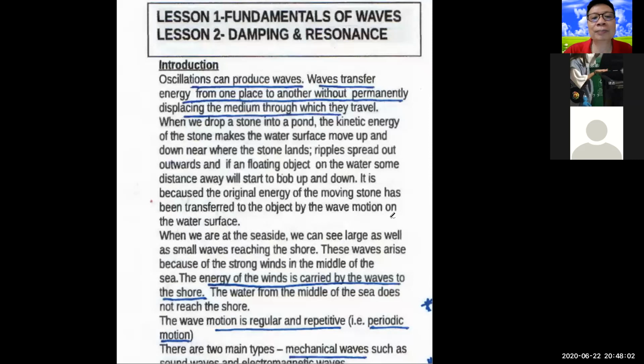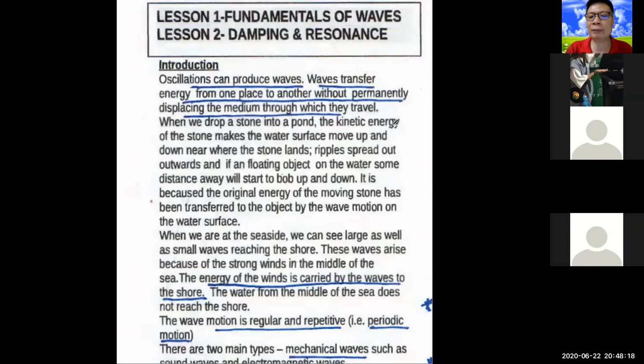So you see now, the water wave is moving outward, but the leaf only goes up, goes down, goes up, goes down only. So it is very clear. The water wave passes the energy, but it never displaces the object. You see the leaf stays there. The leaf just goes up, goes down, goes up, goes down. That is the meaning now. The whole idea is here. An object on the water some distance away starts to bob up and down, meaning the leaf goes up, goes down only.